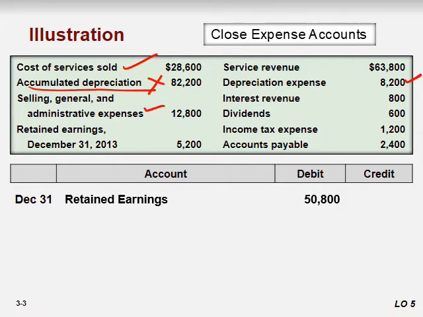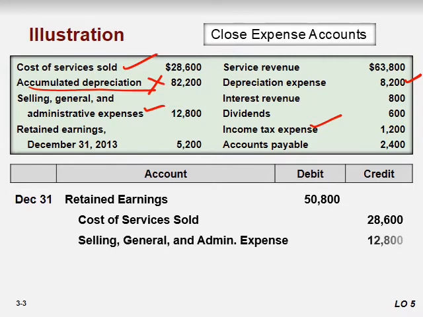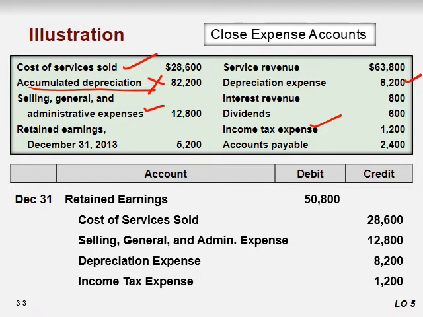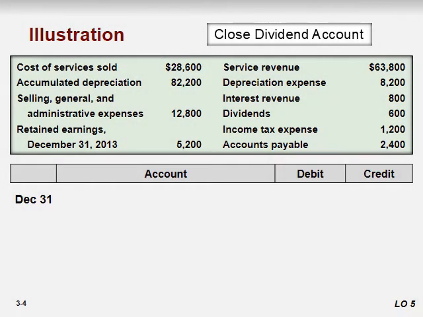And then selling, general and admin expenses, and then income tax expense. So retained earnings to cost of goods sold, to selling and general admin expenses, to depreciation expense, to income tax expense. Where does this 50,800 come from? You add all these, and the answer would be 50,800.